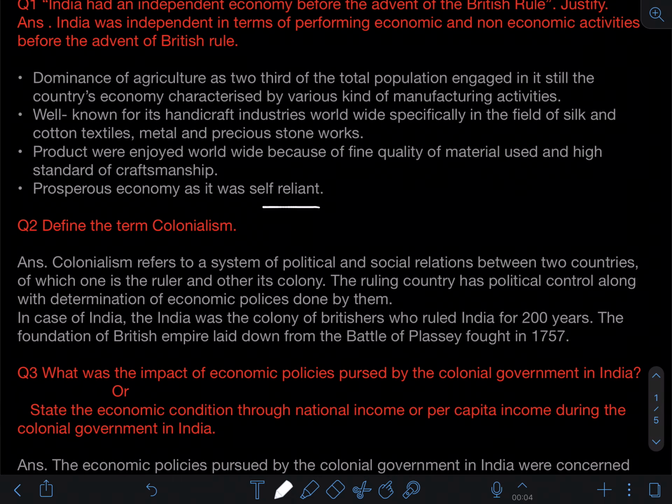Still, once again, when we talk about a system of political and social relationship between two countries. Political means basically the management, or you can say the governance, is in the hands of the people who are ruling it, among the countries, and the relationship among those two countries. But in the case of India, the political and social relationship was quite disturbing between the Britishers and the Indians.